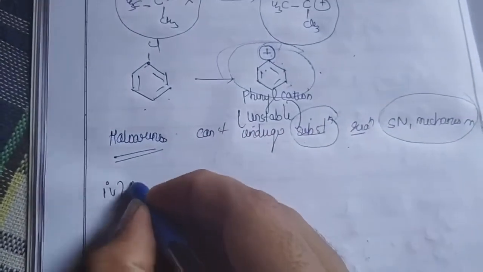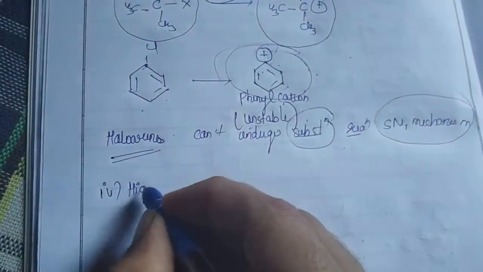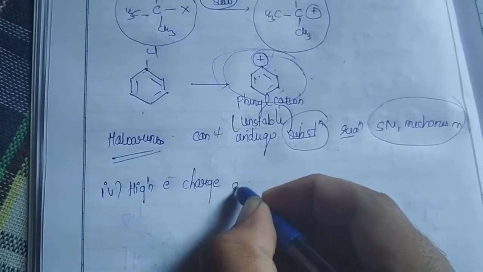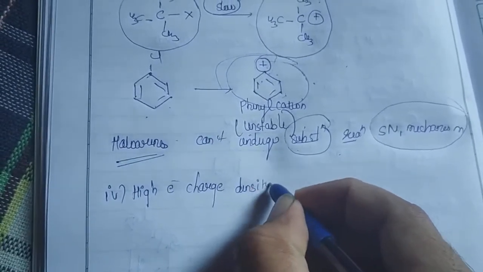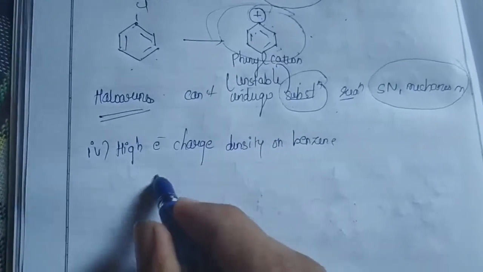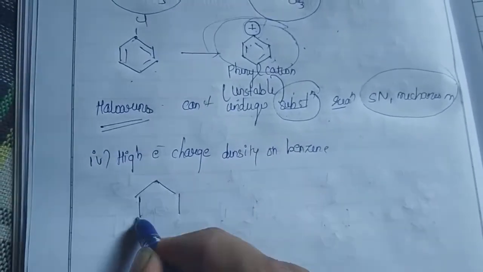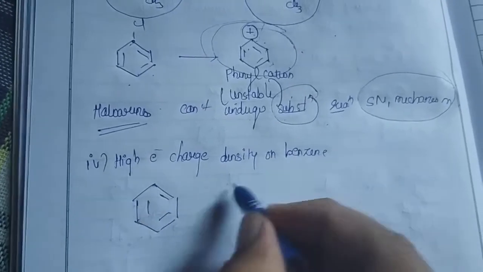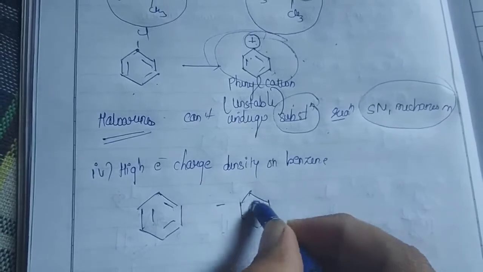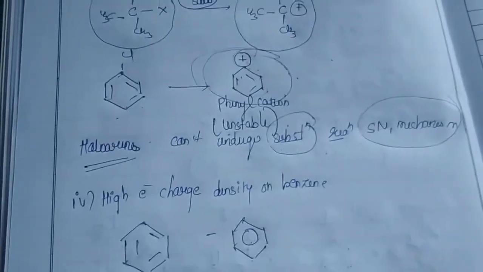What is that? High electron charge density on the benzene. So of course, what we know, whenever we see the structure of benzene, how are we going to write it? It is in this way. Or similarly we can also write it in this way. That means delocalization of the pi electrons.